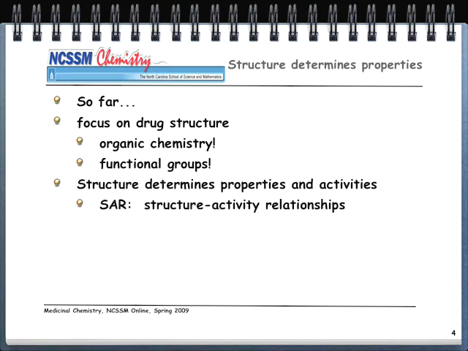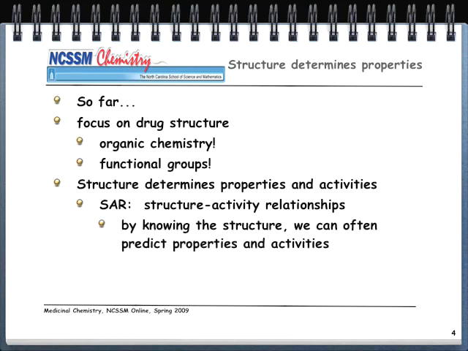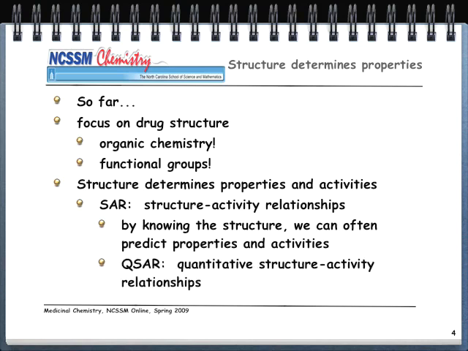So what we're really doing here is what's known as SAR, which stands for structure activity relationships, and SAR basically says that by knowing the structure we can often predict the properties and the activities of the molecule, or in this case the drug, and you'll get a chance to do that multiple times in this week's activities and labs. QSAR, which we'll spend several weeks doing, stands for quantitative or mathematical structure activity relationships. Yes, the SAR work that we're going to be doing and have done a little bit of already does involve math, but the quantitative structure activity relationships are highly mathematical, and we'll spend several weeks looking at those mathematics.